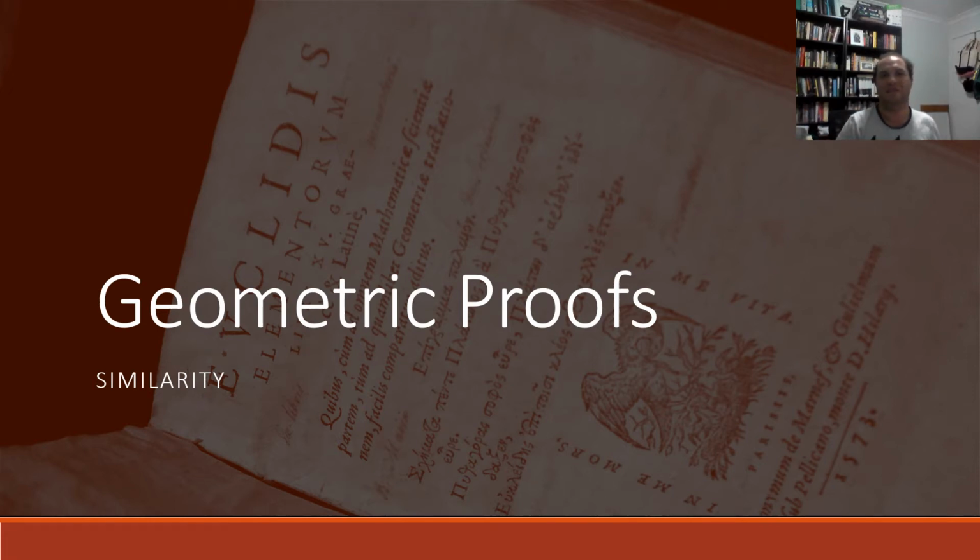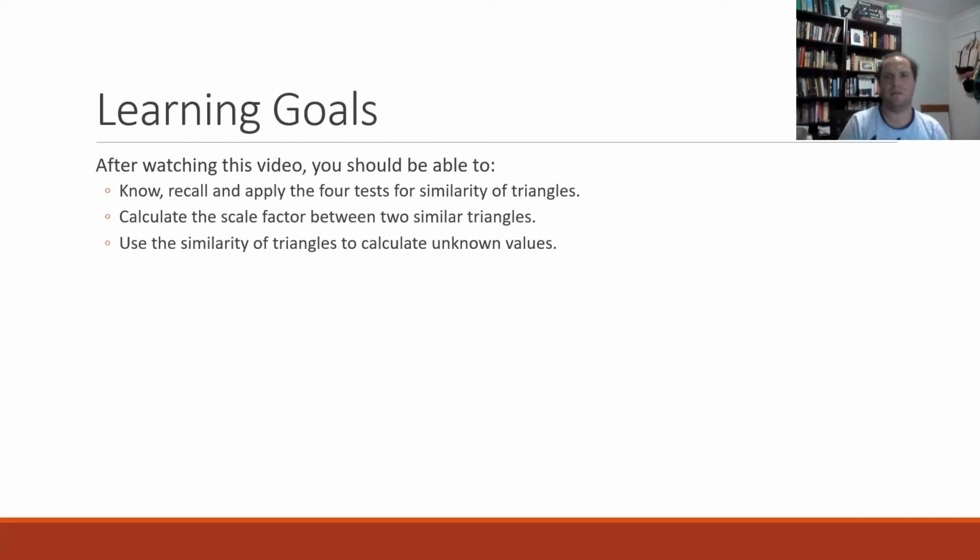Hi students, in this video we're going to look at some geometric proofs, this time involving similarity. After watching this video, you should be able to know, recall and apply the 4 tests for the similarity of triangles. They're like the tests for congruency with a couple of small differences. Calculate the scale factor between two similar triangles, and then also use the similarity of triangles to calculate unknown values.